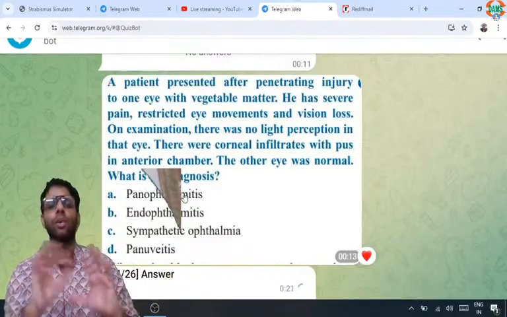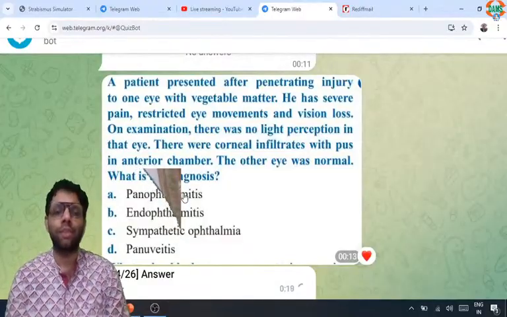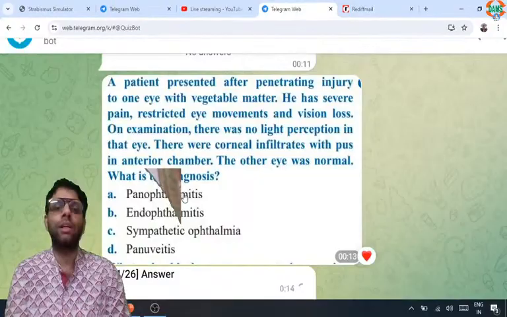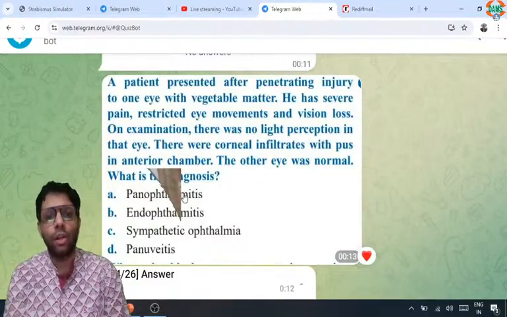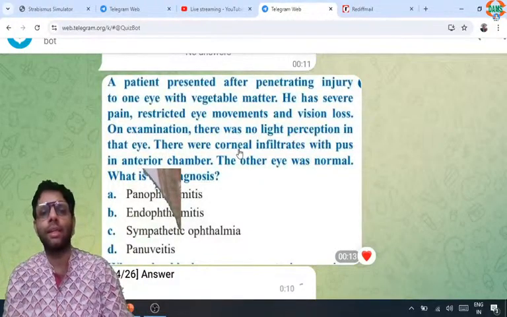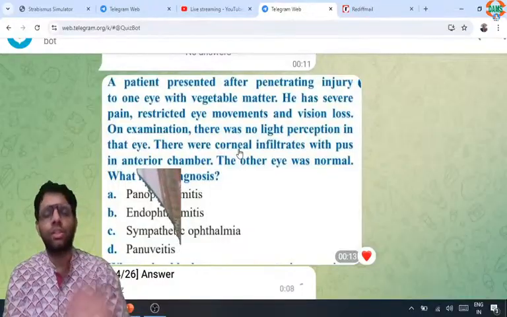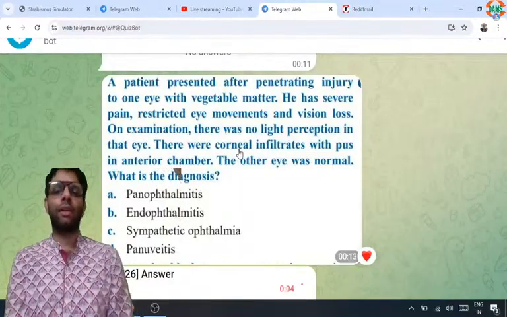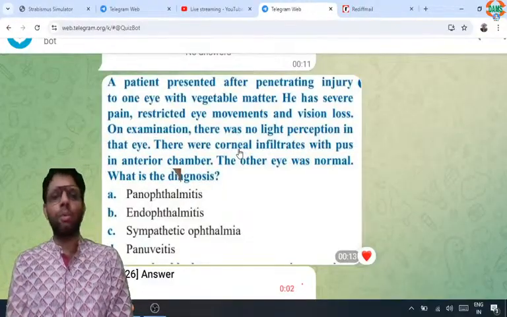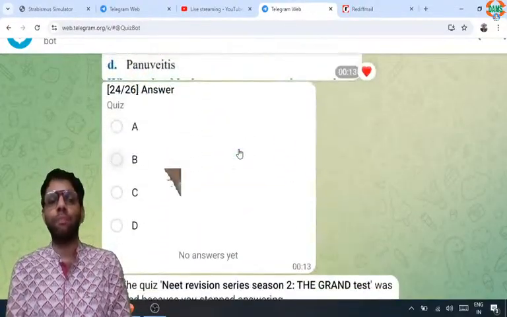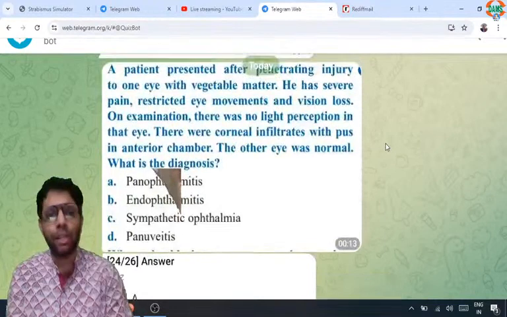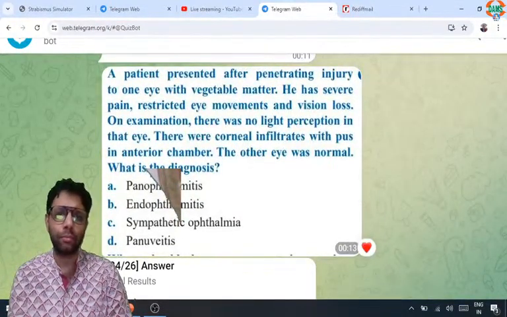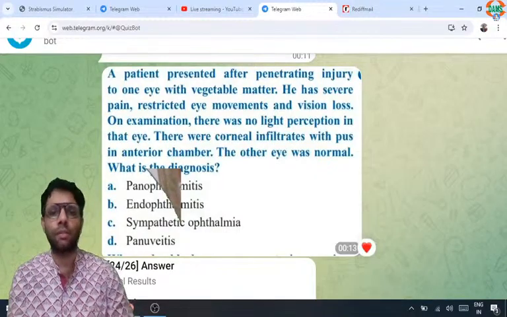Endophthalmitis means the cornea and sclera are spared, that is inflammation of the inner layers of the eyeball, sparing the outer fibrous coat, that is cornea and sclera. Cornea and sclera involvement is written clearly: corneal infiltrates, restricted eye movements. Even if you don't know restricted eye movements, corneal infiltrates with pus is given. Now some people ask, what is the difference between endophthalmitis, panophthalmitis and panuveitis? They are panuveitis, purulent panuveitis, because pus is there, infection is there.